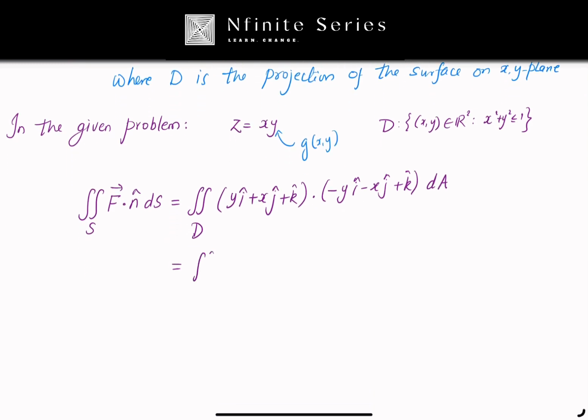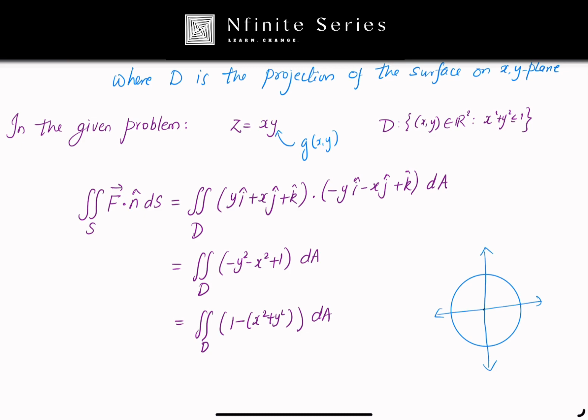Now let us simplify this integral. Carry out the dot product, you get minus y square minus x square plus 1, integration over D. Now this can be written as integration over D of 1 minus (x squared plus y squared) with respect to the area. Now here is a pictorial representation of the disk of radius 1.